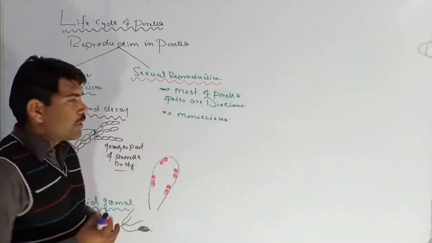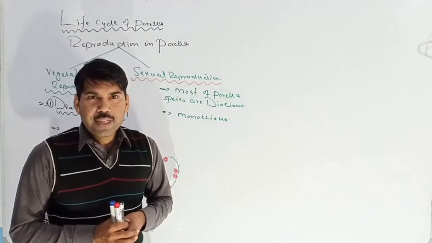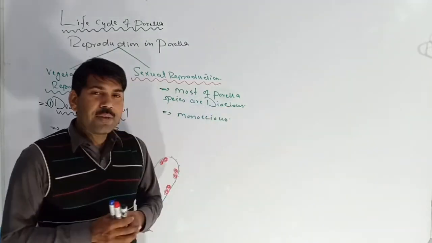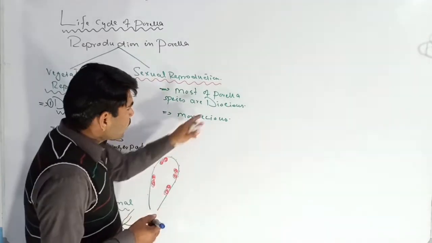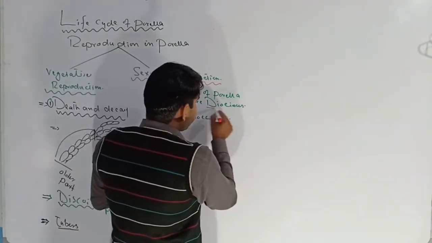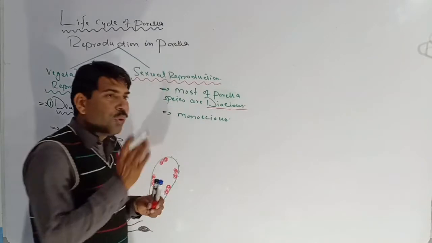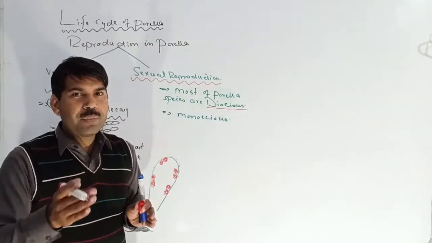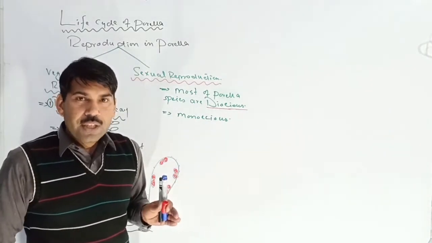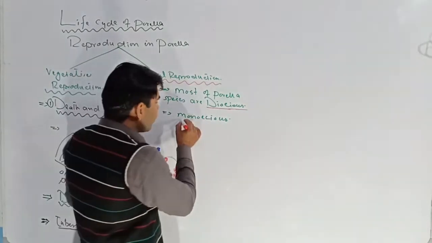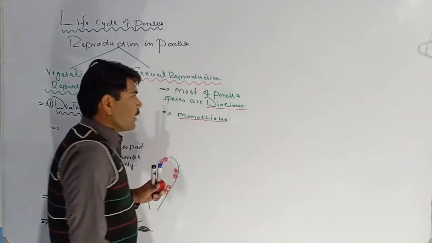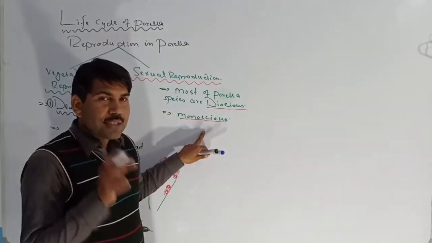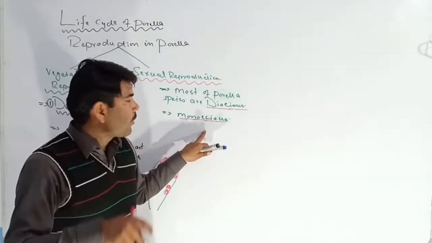So now it is very important for us to understand the difference between dioecious and monoecious. When we talk about the word dioecious, it means the male and female plants are separate, or the male and female sex organs are present on different plants. And if we talk about the word monoecious, then both male and female sex organs are present on the same plant.